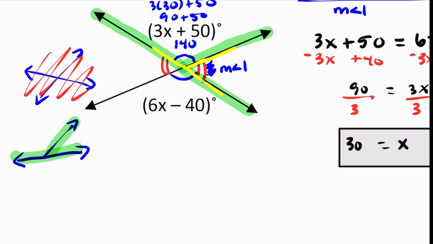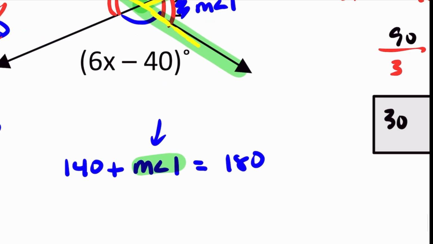It's one angle plus another angle equals 180. So 140 plus the measure of angle 1 equals 180. And my goal here is to solve for the measure of angle 1. And we're going to treat it like how we're solving for x. So treat it like x. So you're solving for the measure of angle 1. You want to get measure angle 1 by itself.